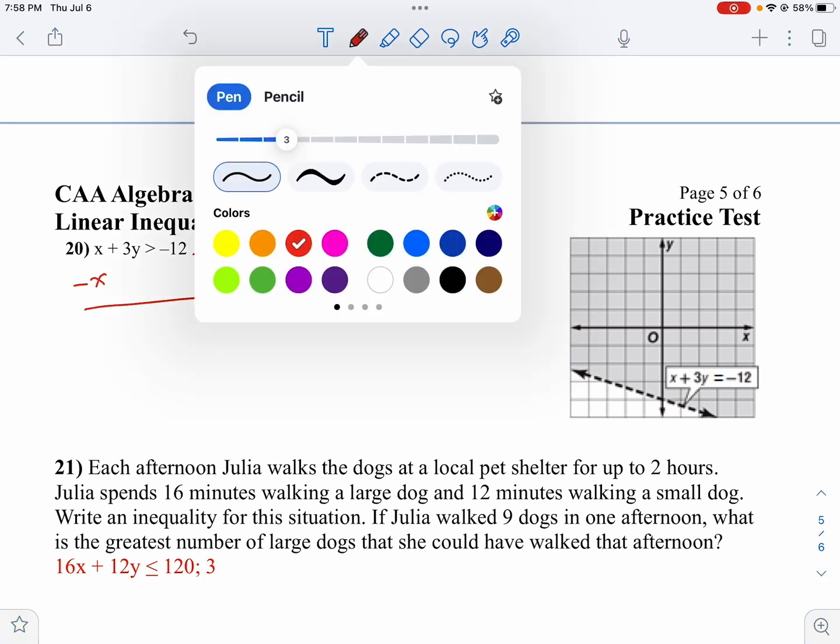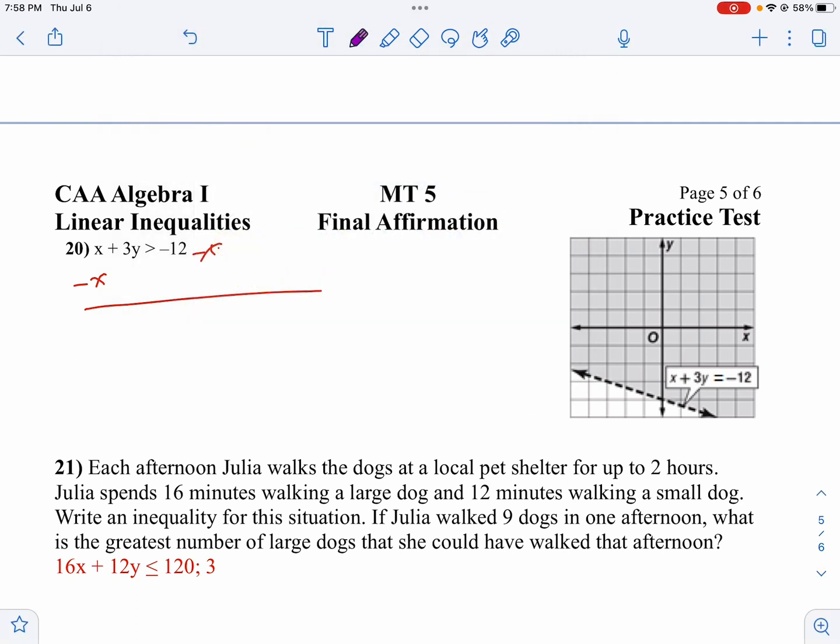So then we'll get 3y is greater than negative x minus 12. I'll divide everything by 3. I don't have to flip the inequality, so y is greater than negative 1/3 x minus 4.